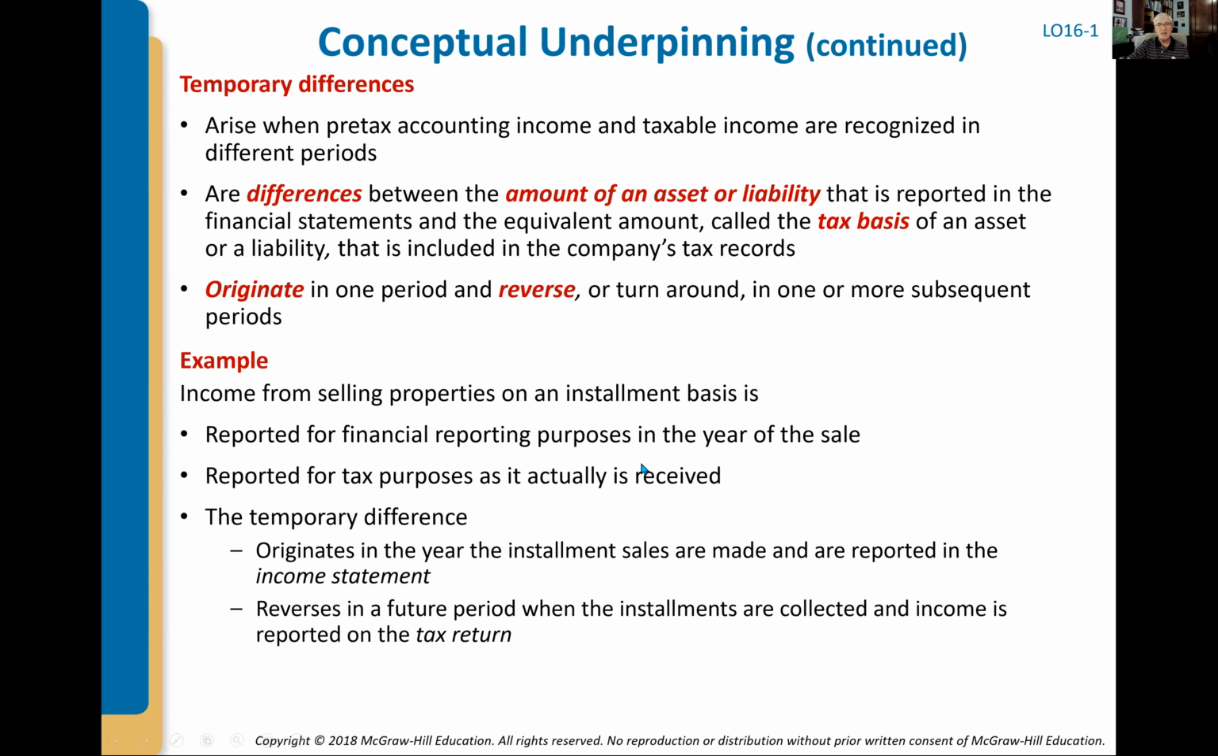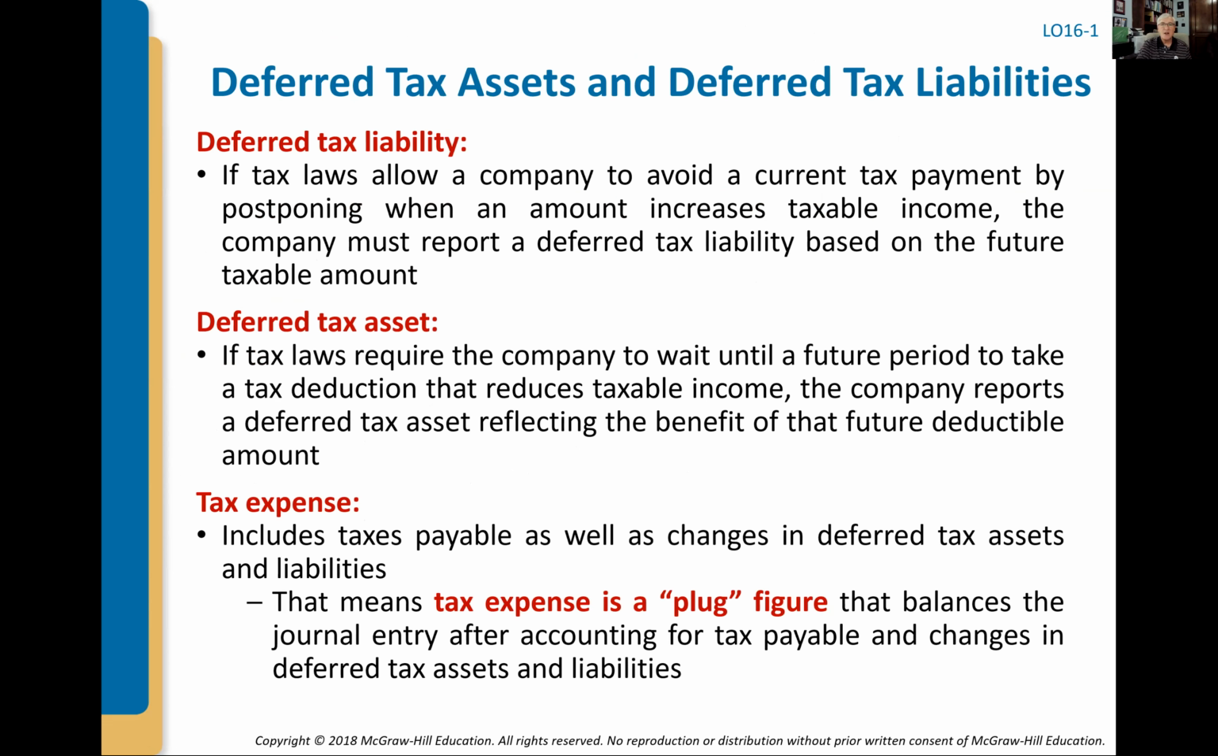We're going to look at installment sales, and that's our first example here in the slides. I showed you that for financial reporting, we record the profit from an installment sale in the year of the sale. For tax purposes, it's only recorded when the cash is received. So the difference originates in the first year, when the books record the sale but the tax return doesn't, but it 100% reverses in the future years when the installments are collected and the income is reported on the tax return. Temporary differences are about timing.